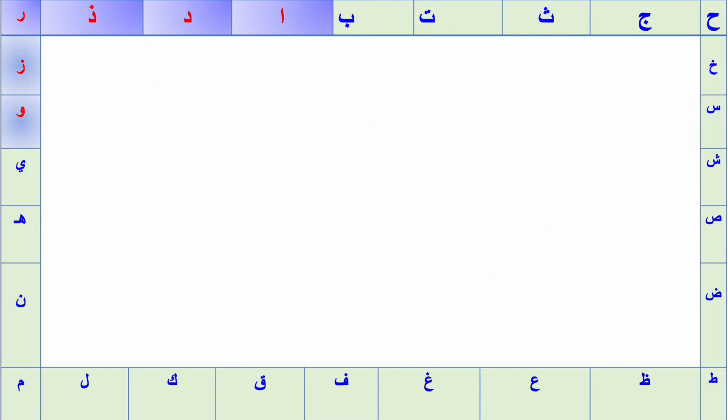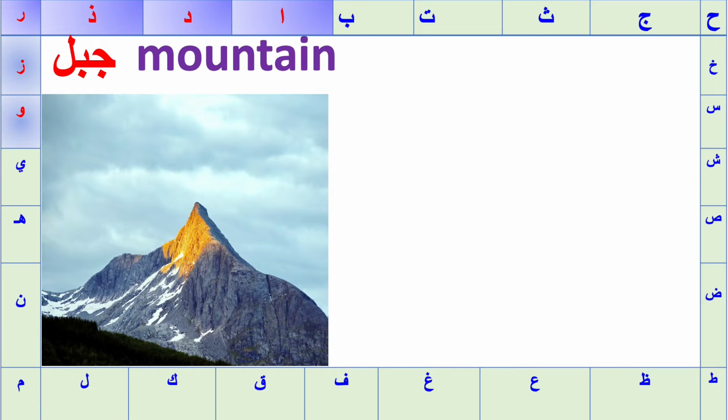One more example we can find in the word jabal, meaning a mountain, jabal. Component letters are jeem, ba, and lam, jabal. The jeem will start the word. You have a little short connection at the left of the letter so that it can connect with the ba, as you can see here.